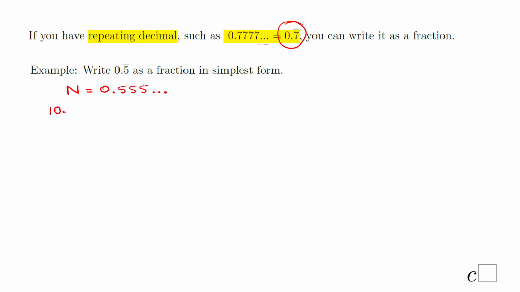So I'm going to have 10 times n here, and on the other side I'm going to have 10 times 0.555 and so on. So we get 10n, and on the right side we have 5.555 repeats forever, right? Now I'm going to subtract n from both sides. From here I'm going to subtract n, and from here I'm going to subtract n, but I'm going to use this form.